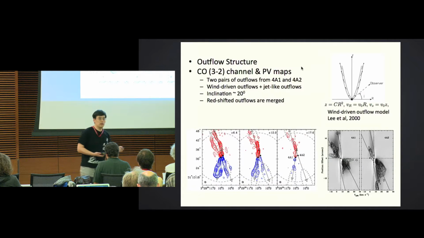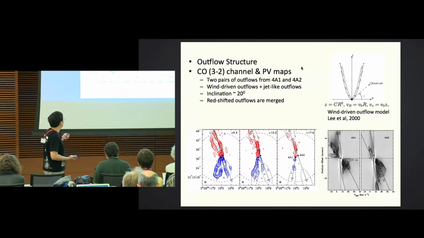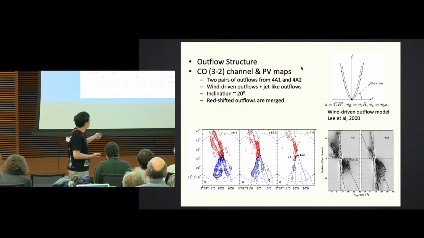First, let's talk about the outflow structure. This is the channel map of the CO 3-2 outflow at high resolution, and this is a PV diagram. You can see there's an opening shell with different radii at different velocities. Basically, it tells you that there's an expanding shell structure and also parabolic emission in the PV diagram.